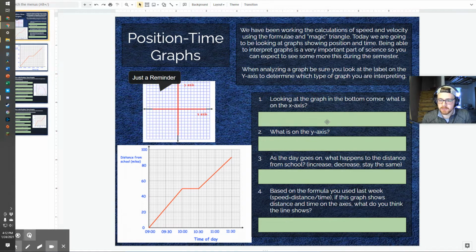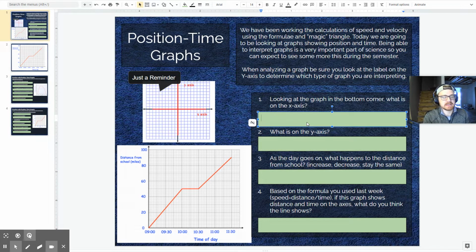So looking at the graph at the bottom, what is on our x-axis? Easy peasy. Time, specifically time of day, because they're measuring from 9 a.m. to 9:30, to 10, to 10:30, 11, to 11:30. Does it say if it's in the morning or the evening? No. Should it? Maybe, depending on the particular motion, and if it really matters if it's night or day, if you're trying to set a scene. But for all intents and purposes, practicing right now, it doesn't really matter. So time of day is on the x-axis.